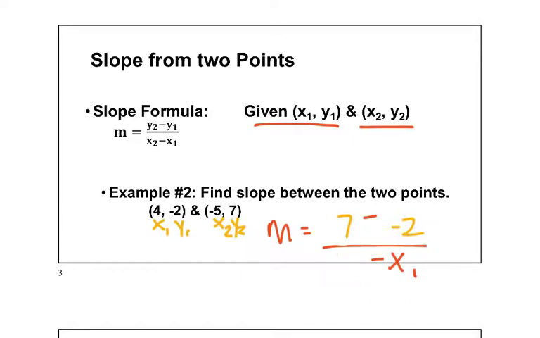So then we have x2, so the one from the second point is negative 5, and then we have x1 that can be replaced with 4. So if we simplify, 7 plus 2 is going to be 9, and negative 5 minus 4 is negative 9, and then that simplifies to negative 1. So negative 1 is the slope between the 2 points.